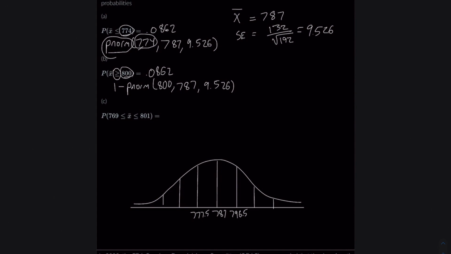And so for A in this problem, it would be right around here, so it would be 774, and then B in this problem would be 800, so it would be right around here. And if you can see, this area less than 774 and this area greater than 800, they're going to be the same, right? Because it's symmetric. So that's why we can flip those around and do that.